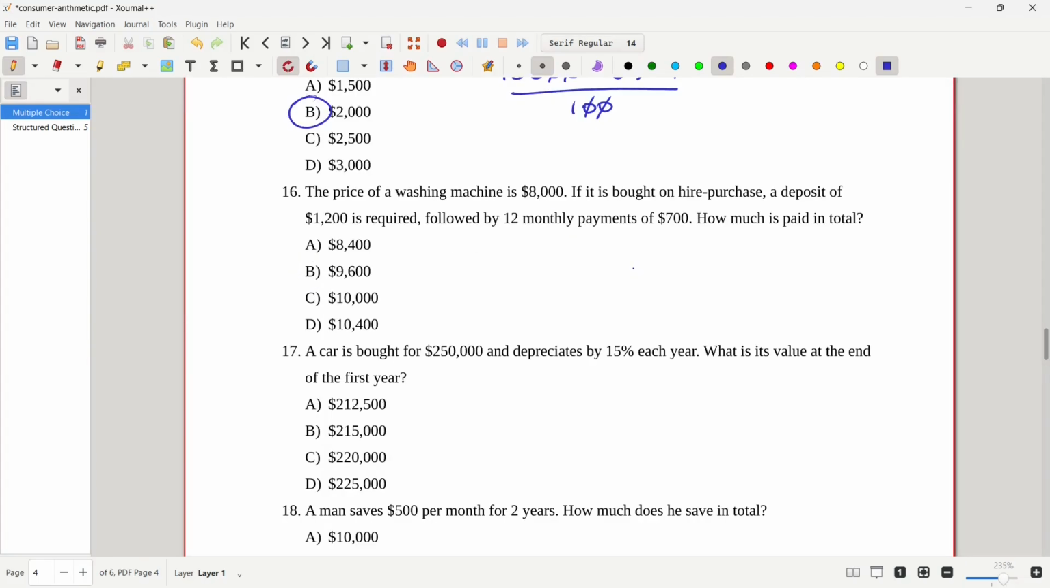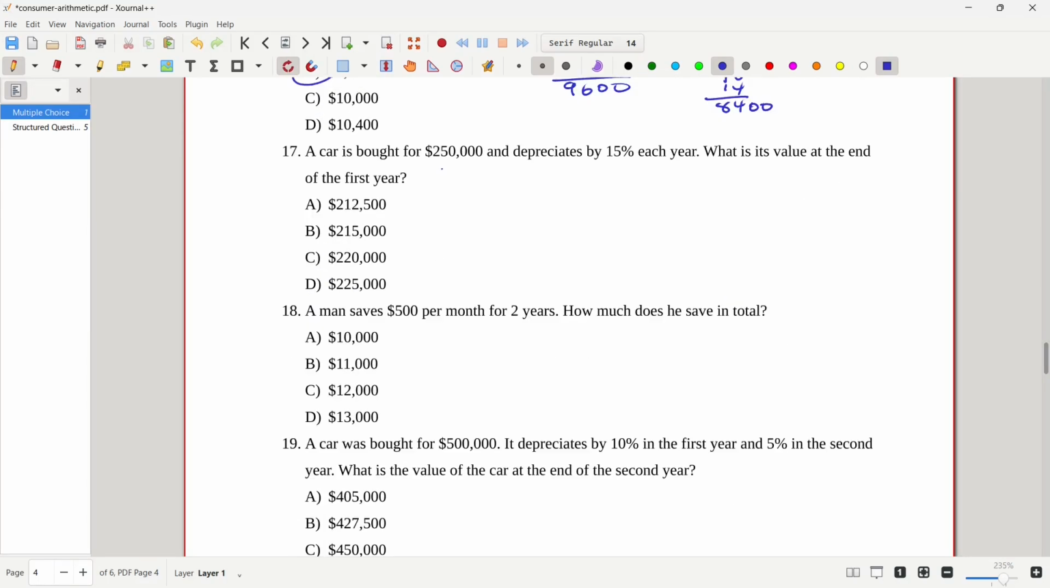The price of a washing machine is 8,000. If it is bought on hire purchase, a deposit of 1,200 is required, followed by 12 monthly payments of 700. How much is paid in total? Let's find out the total from the installment payments. So I'm going to say 12 times 7. That is going to be 1 by 7 is 7 with a 0. 7 twos are 14, and that's 84. So 84 with 2 zeros. That's the amount that you have to pay from the monthly installments. Then I'm going to add that to 1,200, and it's going to be 9,600. B. That is how much you're going to pay in total.